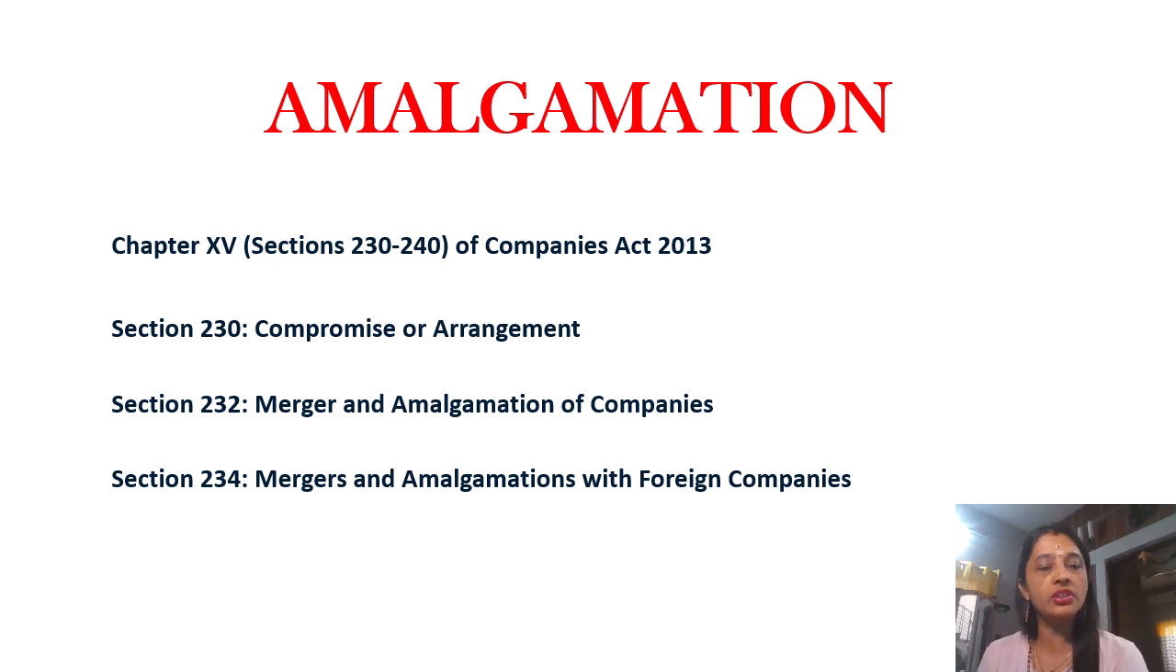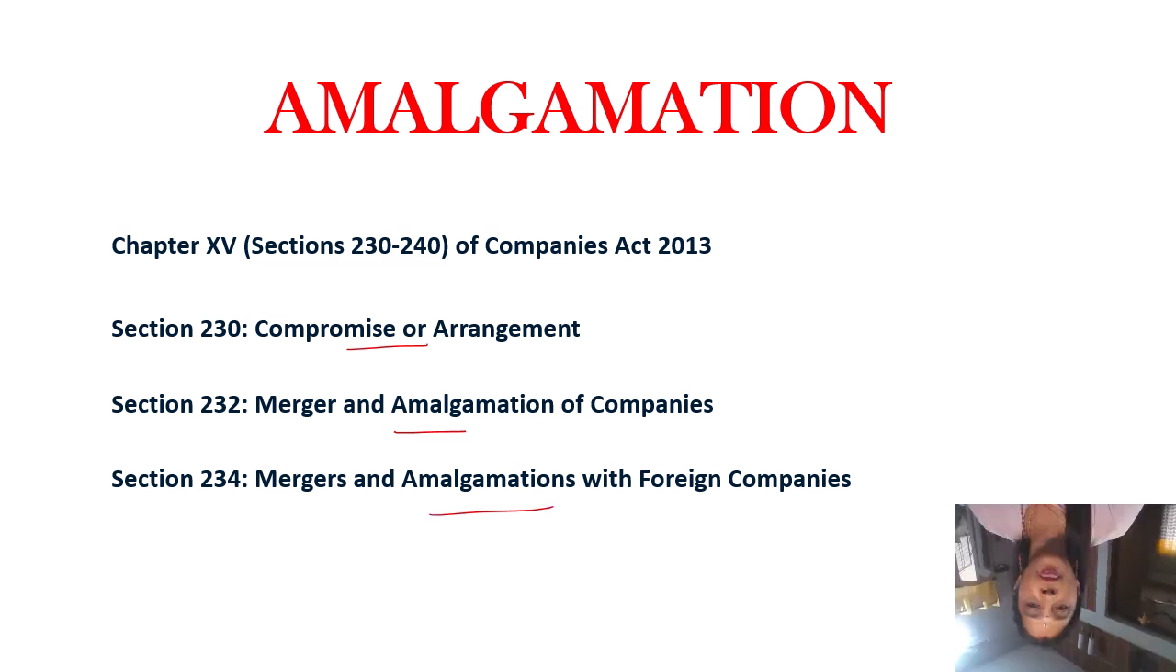So in this particular chapter, amalgamation, chapter 15, sections 230 to 240 of the Companies Act talk about amalgamation. Section 230 talks about compromise or arrangement. Section 232 talks about merger and amalgamation of companies, and section 234 talks about mergers and amalgamations with respect to foreign companies.